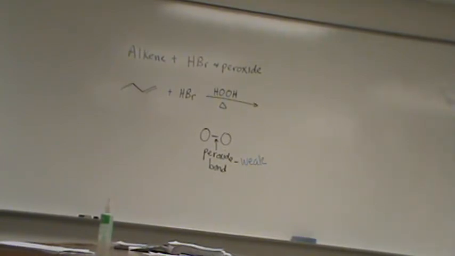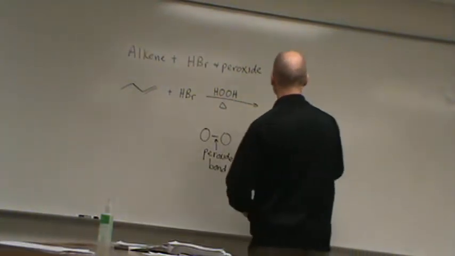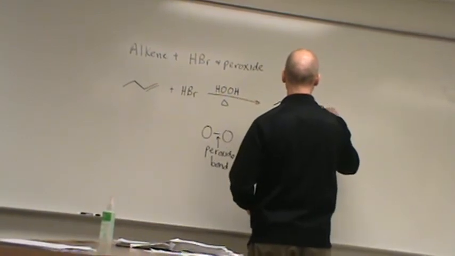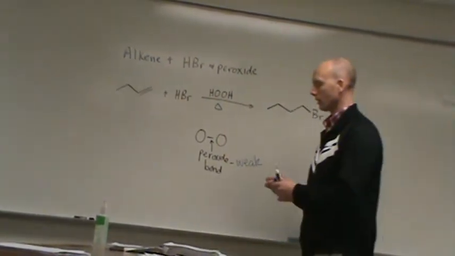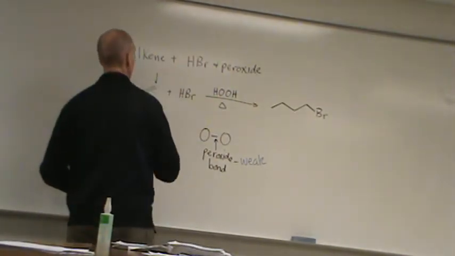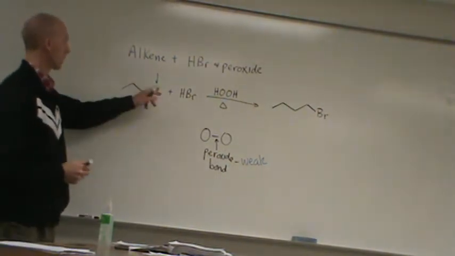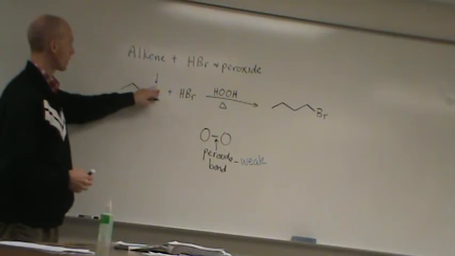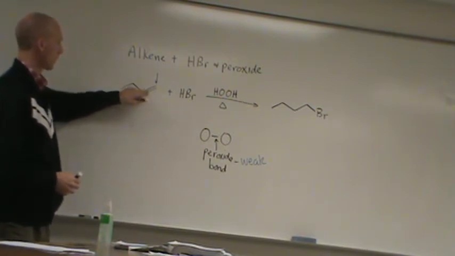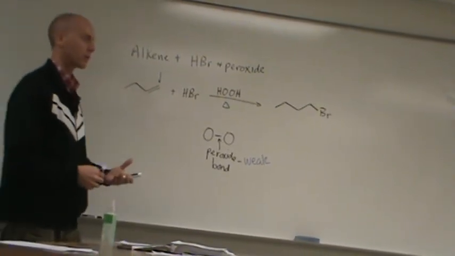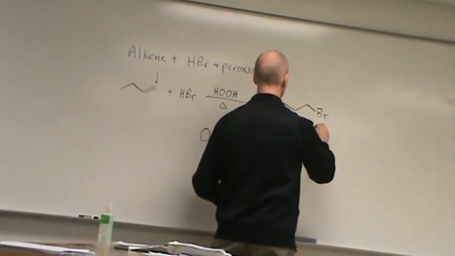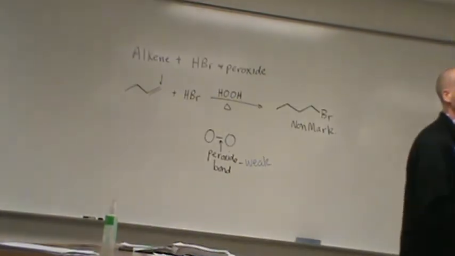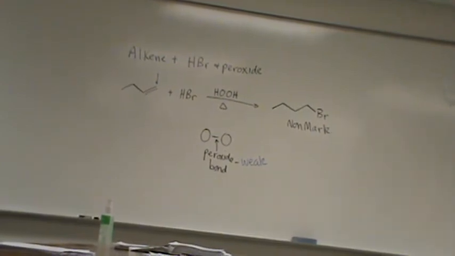But before we look at the mechanism, let's just go ahead and draw the product. The product that we get is this here, where the bromine has gone on the less substituted carbon of the double bond. The bromine has gone on this carbon, not this carbon. If it had gone on this carbon, that'd be called, remember, the Markovnikov product. But since it went on the less substituted carbon, we call that the non-Markovnikov product.